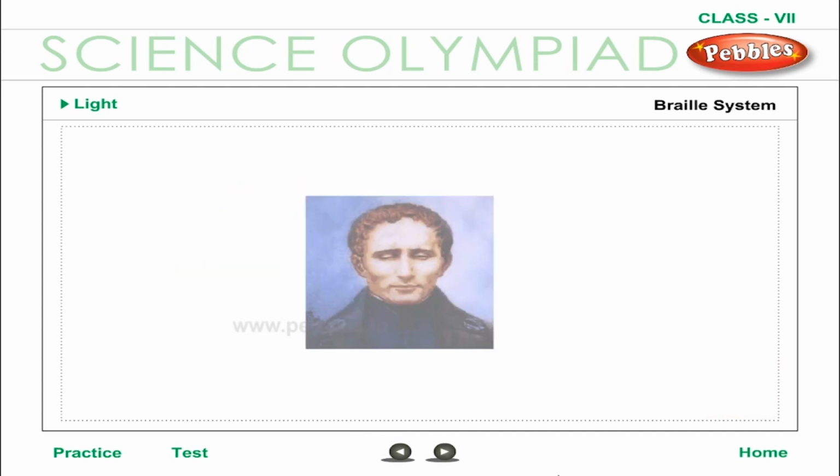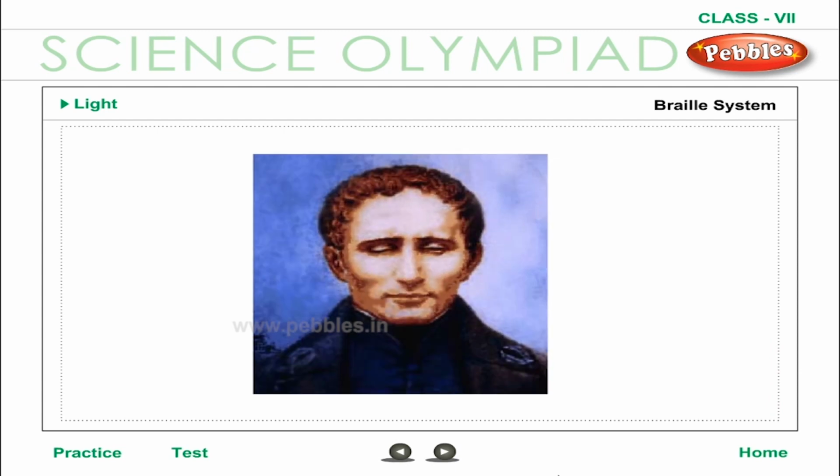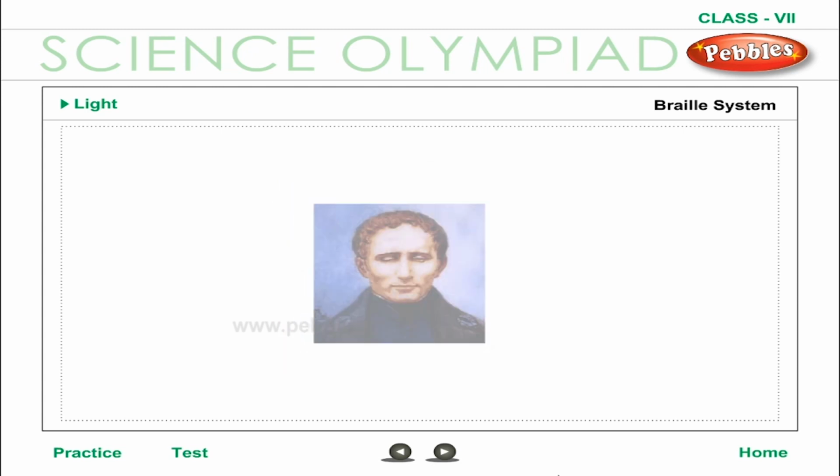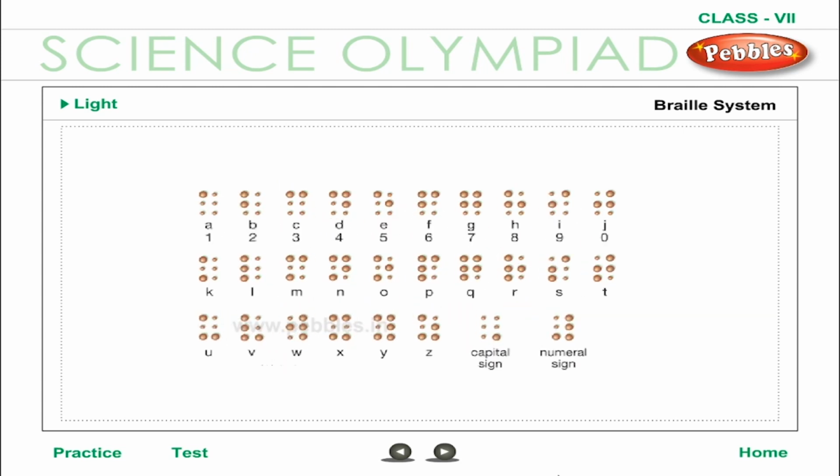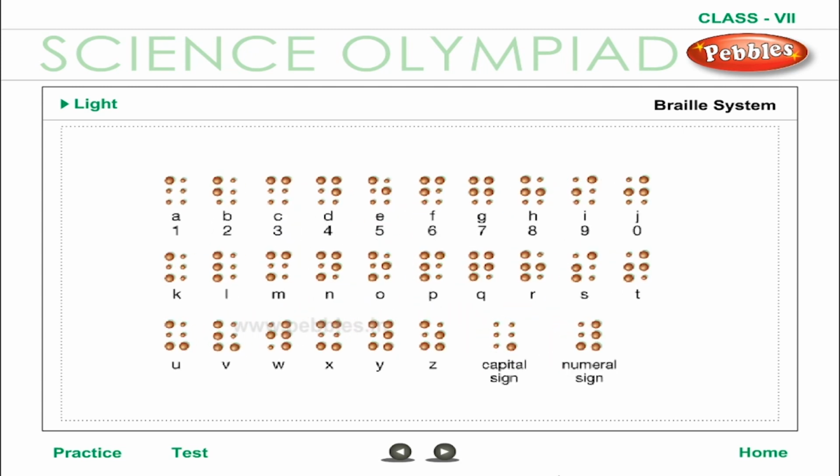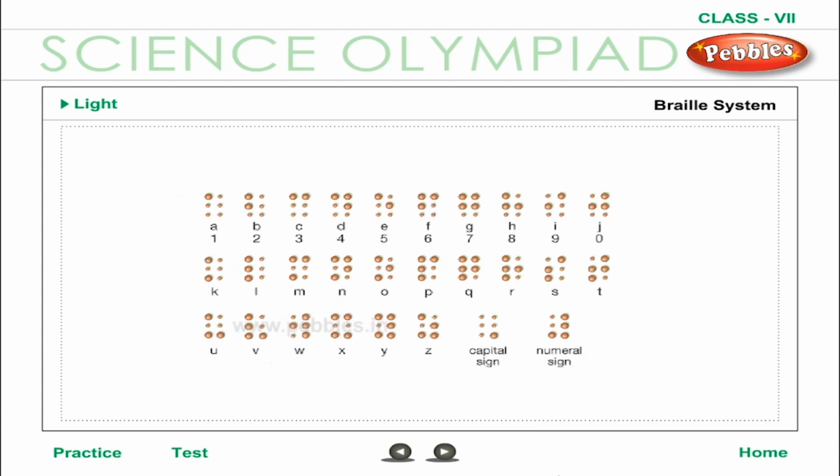Braille System. The most popular resource for visually challenged persons is Braille. The Braille system has 63 dot patterns or characters. Each character represents a letter, a combination of letters, a common word, or a grammatical sign. Dots are arranged in cells of 2 vertical rows of 3 dots each.